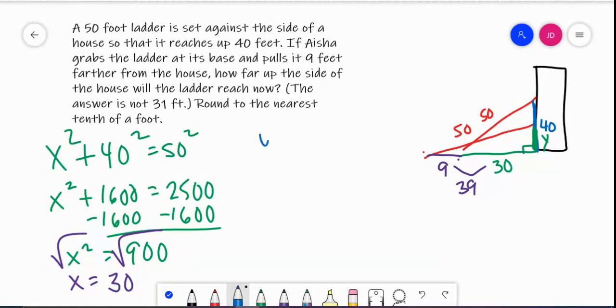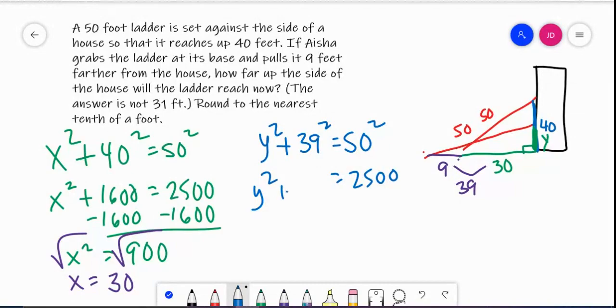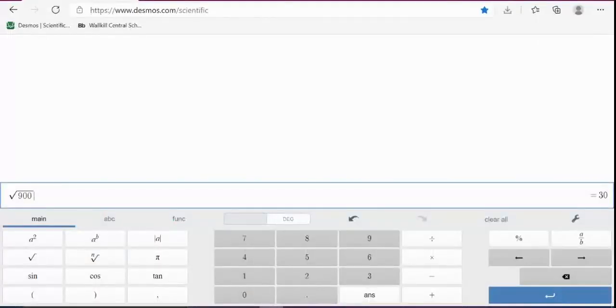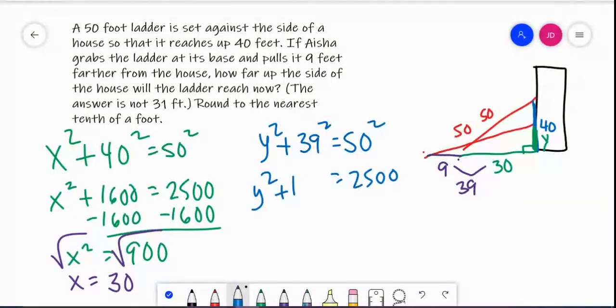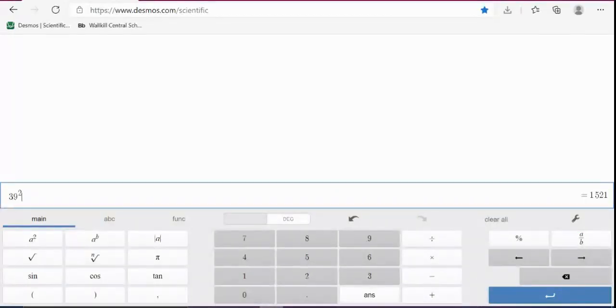In blue, we have Y squared plus 39 squared equals 50 squared. I know what my 50 squared is. It's 2,500. I don't know what 39 squared is off the top of my head, like I knew the last ones. So let's figure it out. 39 squared is 1,521. I'm going to subtract that from both sides, and you get y squared is 2,500 minus 1,521, which is 979.